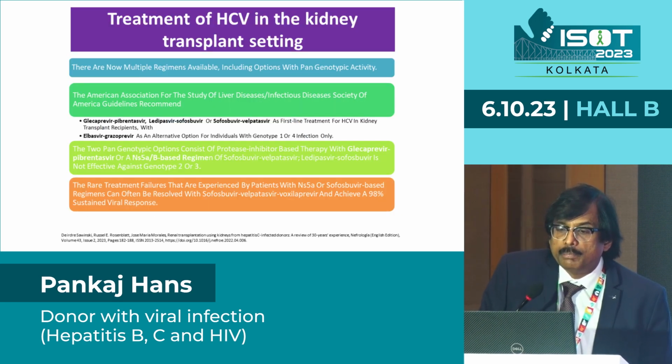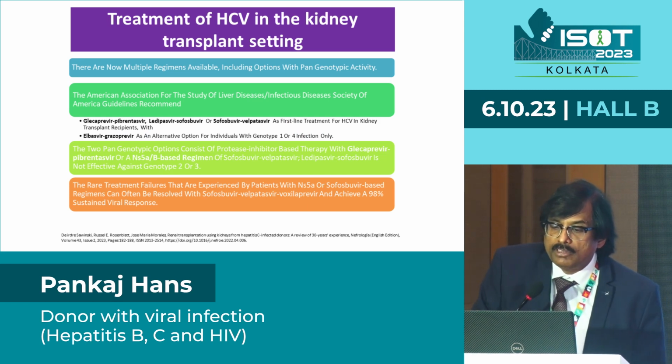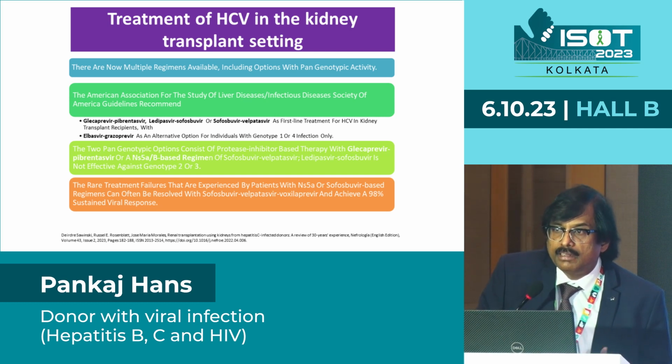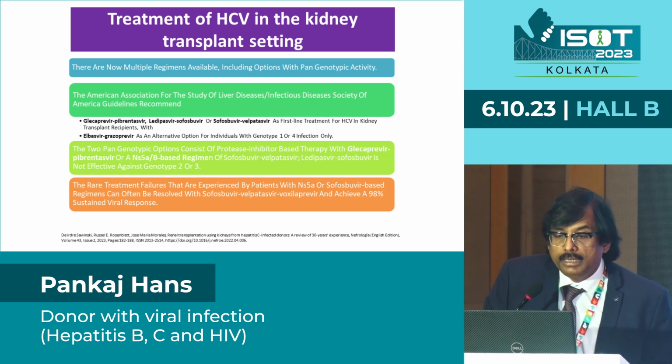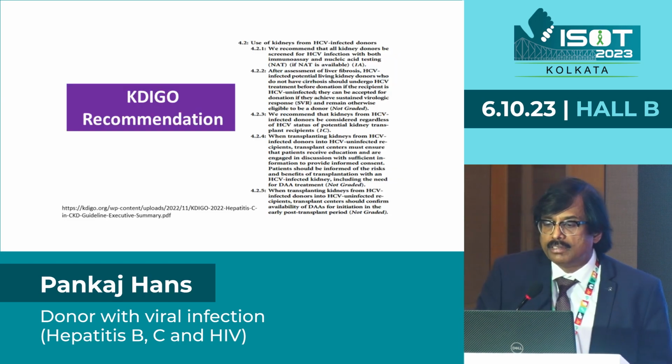For the treatment of HCV in the kidney transplant setting, nowadays with the availability of pan-genotype drugs, sofosbuvir and velpatasvir is the commonest combination that we have been using, but sometimes we get resistance to it. The recommendation is to add voxilaprevir to it, and then we can achieve 98% sustained viral remission. KDIGO also recommends the same.